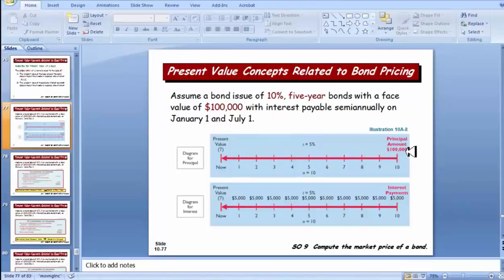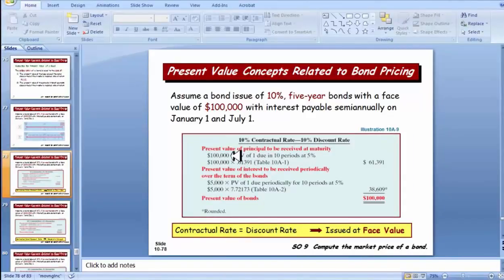Here's the present value of the future payment of this bond 10 years from now, or 10 periods from now, which would be 5 years. And here's the biannual $5,000 interest payments on that bond and the present value of that. So here's the present value. This is a contract rate of 10%. That's the bond rate. And the discount rate is another word for the market rate. That is the interest rate that the investor is demanding, and that the issuer of the bond can't sell it unless he matches the investor's demanded market rate.